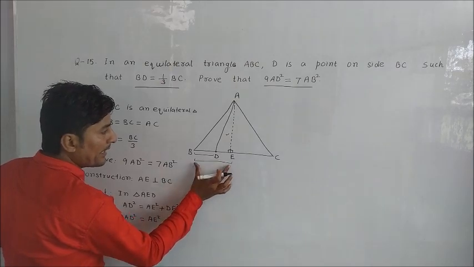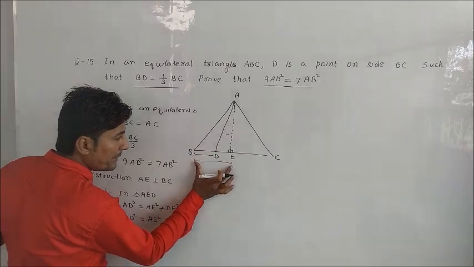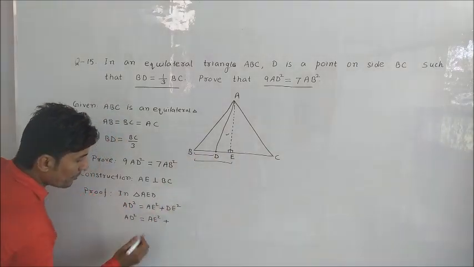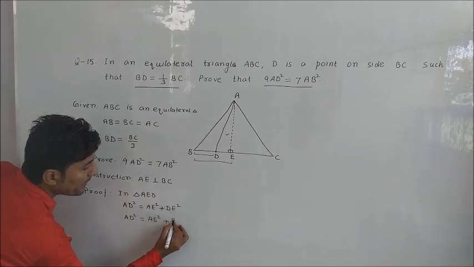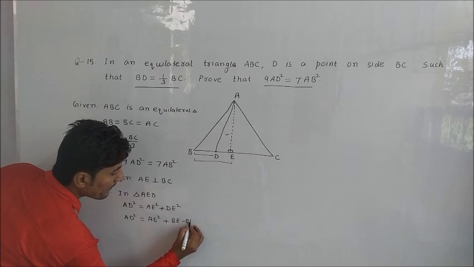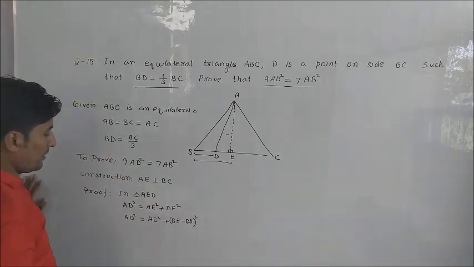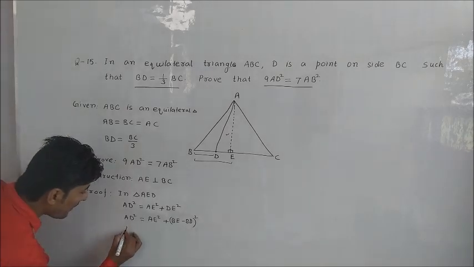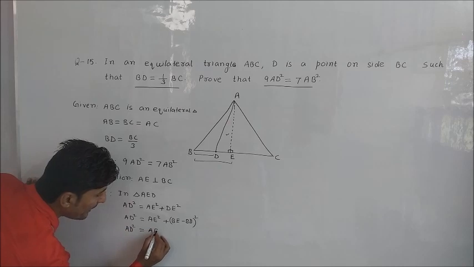DE can be written as BE minus BD. It means if we subtract BD from BE, then we can get DE. So here, in the place of DE, we are going to write BE minus BD. Now the whole square is there, so we can put the whole square also. After that, AD square will remain the same, there will be no change, equals to AE square.